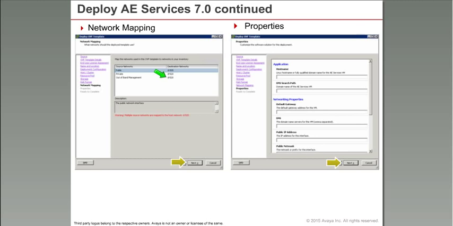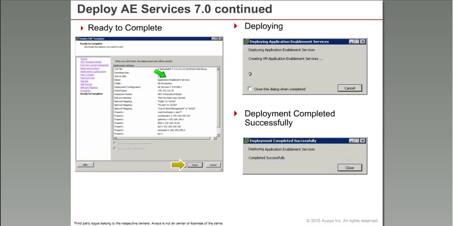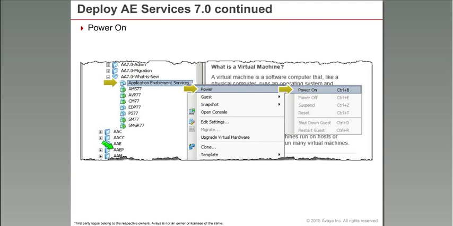We fill in the properties. So application host name, etc. Say next. And we get a summary at the end. Say finish, and you've got the option of powering up the machine after the deployment is finished, or you can manually do that later. And then send it off, deploy.